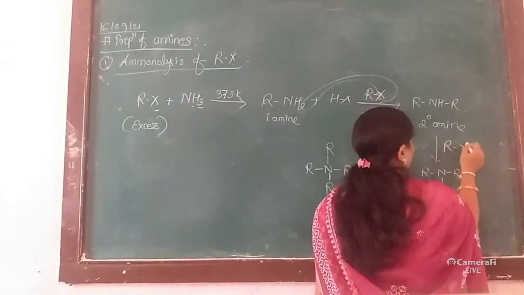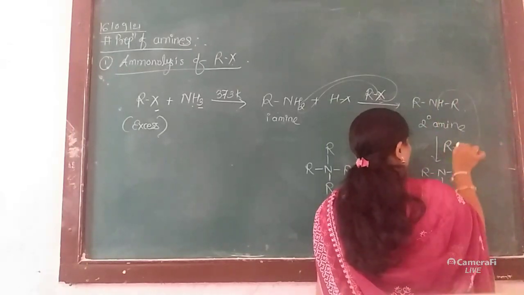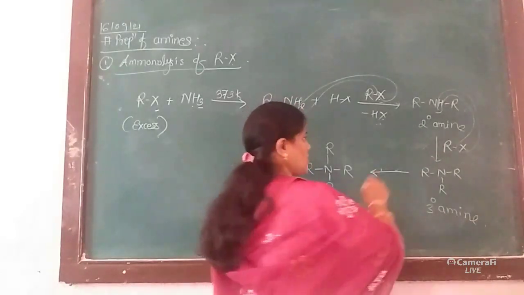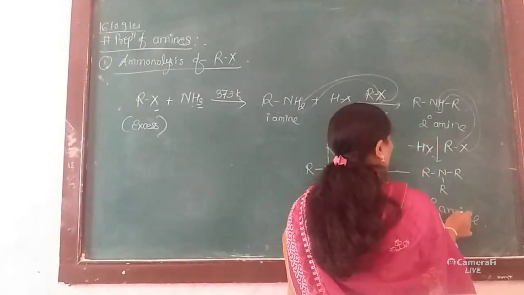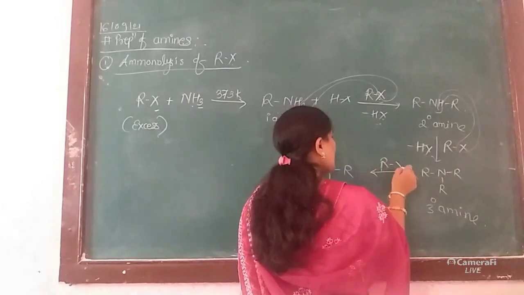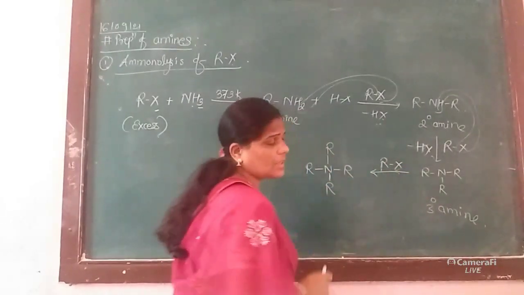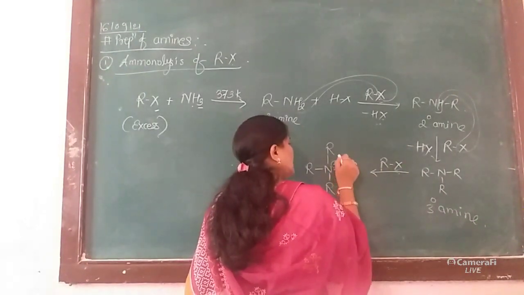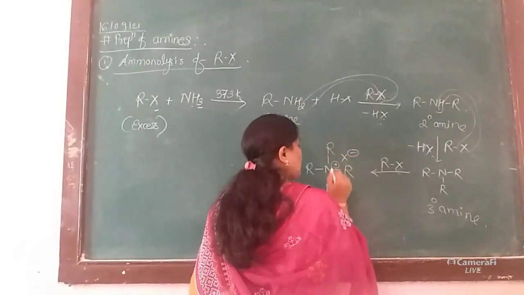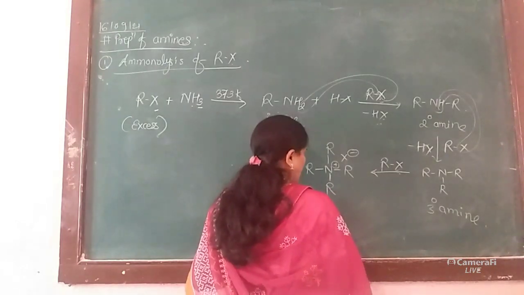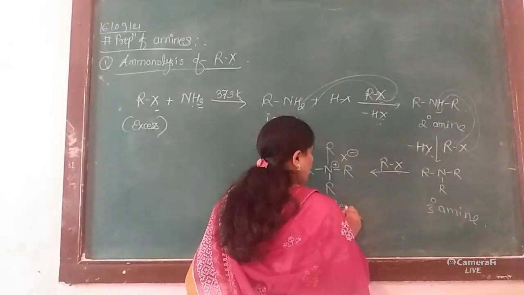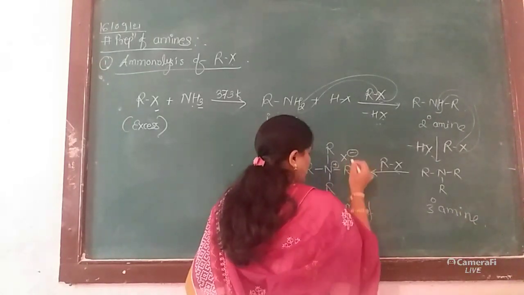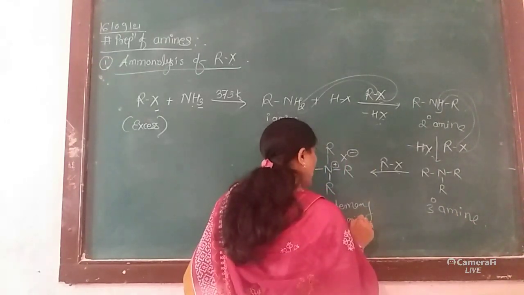The secondary amine again reacts with a third molecule of alkyl halide. There is again removal of HX and formation of tertiary amine, and it again reacts with a fourth molecule of alkyl halide. Then there is a formation of R4N+ X minus, which is called the quaternary ammonium salt.